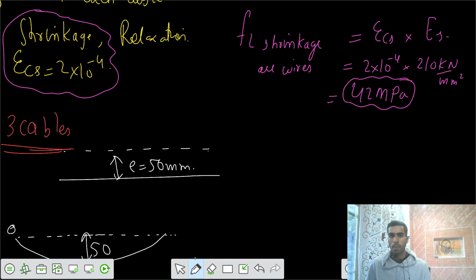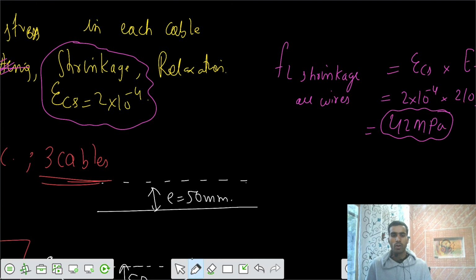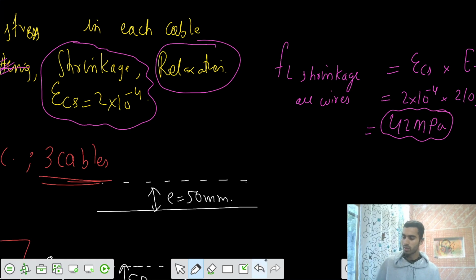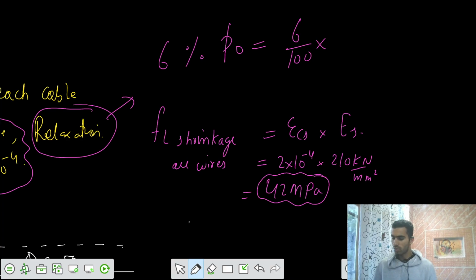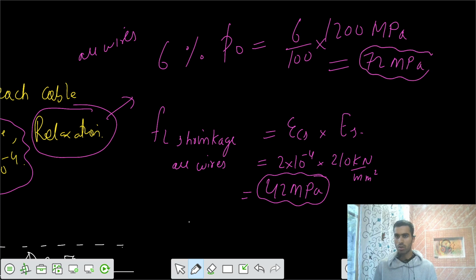Let's take the part that we call relaxation. We can take how much percent it has. Let's say the loss is 6% of the initial pre-stress P naught. Initial pre-stress P naught was 1200 megapascals. So the total loss because of this in all the wires is 72 megapascal. So this is one more loss we have.